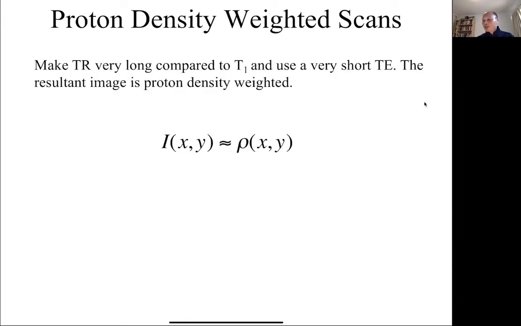Finally, for the proton density images, we're going to make TR very long compared to T1, and we're also going to use a short TE. So we're going to get rid of both the T1 and the T2 effects. And so we're going to end up with something that's simply related to proton density. And this would be something where, for example, if you thought that the density of water was changing with a disease, that you might want to use that.